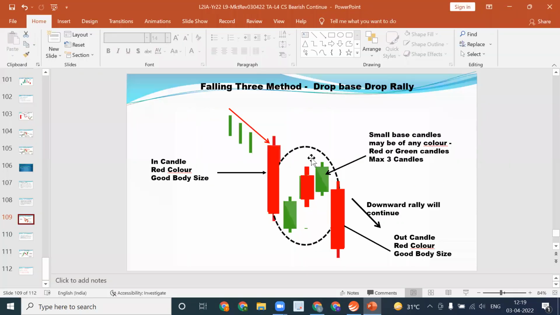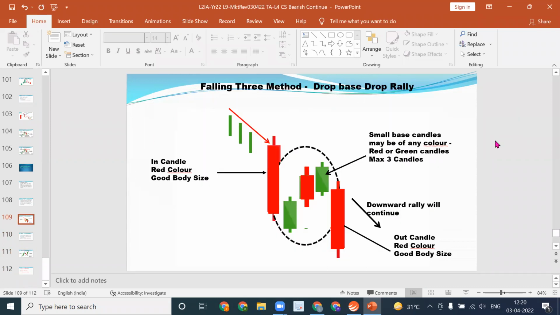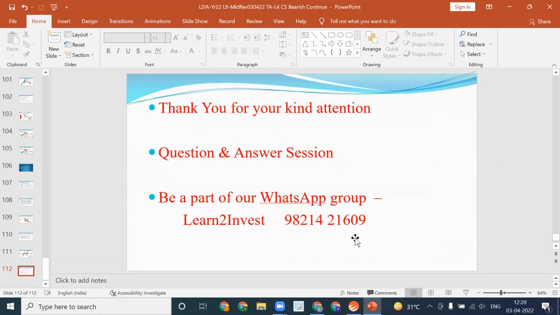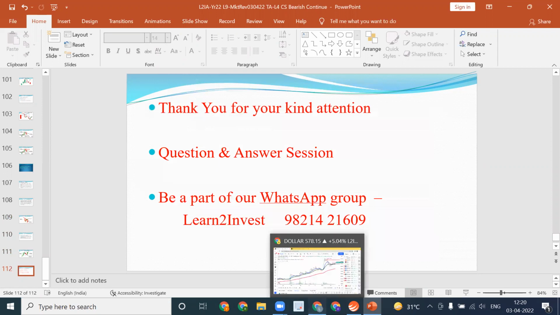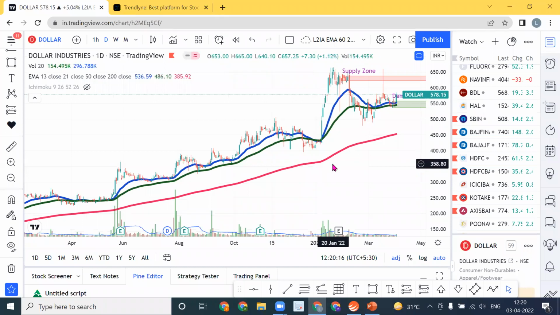So this is drop, base and drop. This is a continuation method. Same way we have rally, base and rally. We saw this example just now. Rally, base and rally. This is also another continuation method. This is for a falling stock. This is for a rallying stock going up. Okay, we'll see some examples because that is the end of my presentation for today. See here.